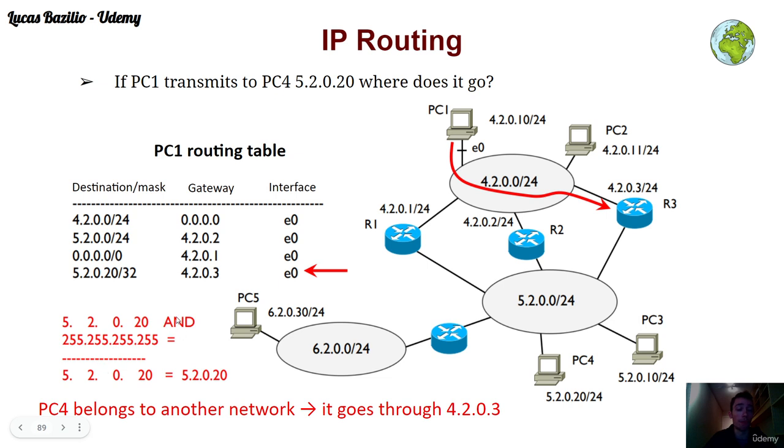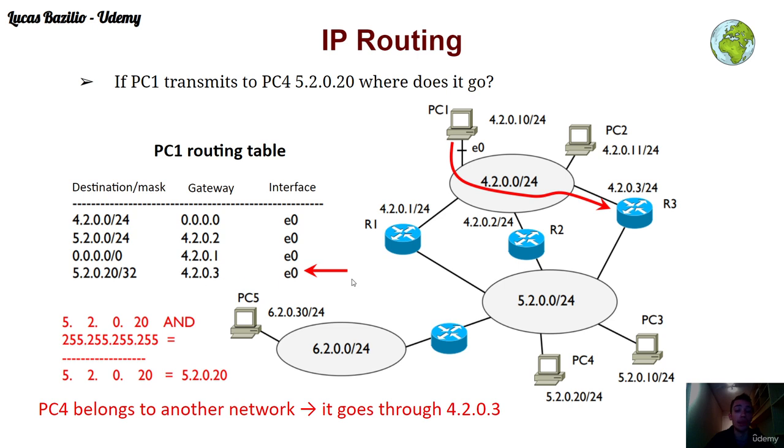So we do the AND operation. Of course, since we have an AND where all of the values are 1, the result is going to be the same as the original IP address. So we get this. This is precisely the host PC4. And this result that we get is precisely the same as the last entry. So our destination is the same as the last entry. Therefore, PC4 belongs to another network, and also it is going to go through this gateway.